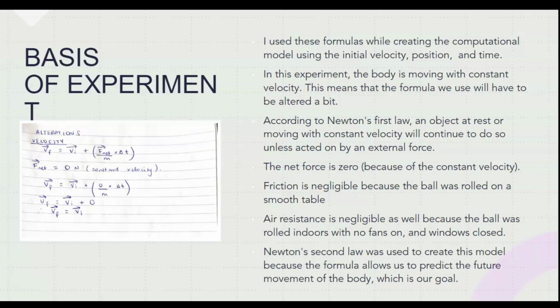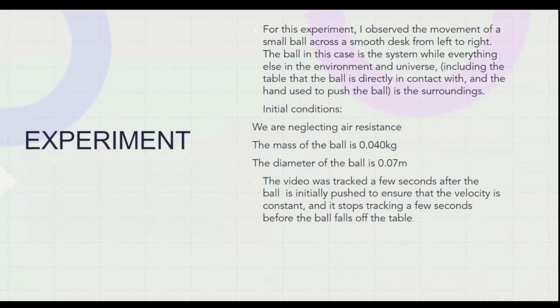For this experiment, I observed the movement of a small ball across a smooth desk from left to right. The ball in this case is the system, while everything else in the environment and universe, including the table that the ball is directly in contact with, is the surroundings. The mass of the ball is 0.04 kilograms and the diameter of the ball is 0.07 meters.